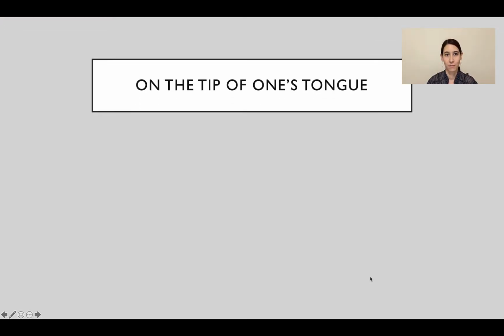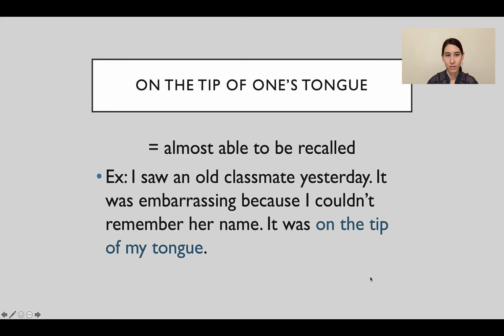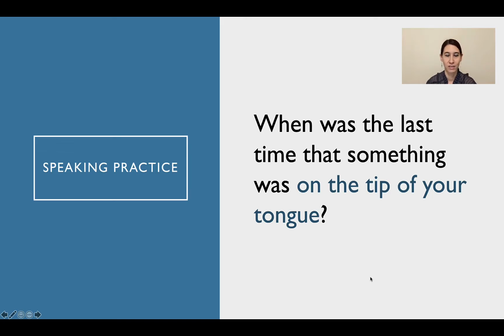Okay, the first idiom, on the tip of one's tongue. Do you know what this means? This means almost able to be recalled, or almost able to be said or remembered. For example, I saw an old classmate yesterday. It was embarrassing because I couldn't remember her name. It was on the tip of my tongue. If you see "one's," you can change it to my, your, his, her: on the tip of my tongue, on the tip of her tongue.